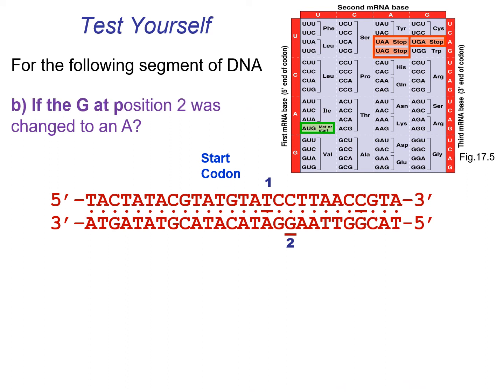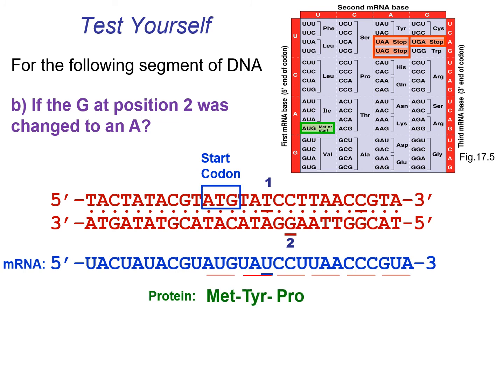Part B says, if the G at position 2 was changed to an A. So start off with our transcription and translation so that we can see what is going on. Now we are looking at the third codon in this particular sequence. And this particular G, notice it is on the template strand, not the sense strand. So this is going to make the whole thing just a little extra confusing, just a little extra step to sort things out. So let's take a look.